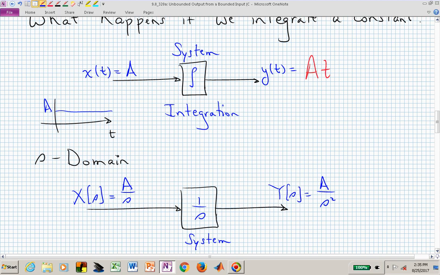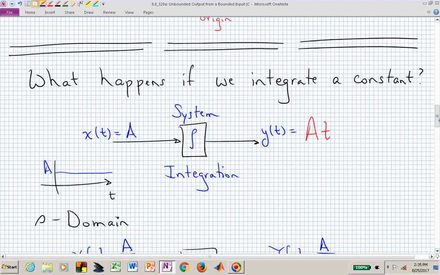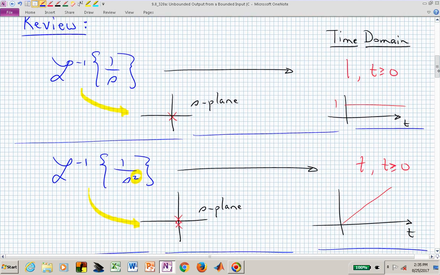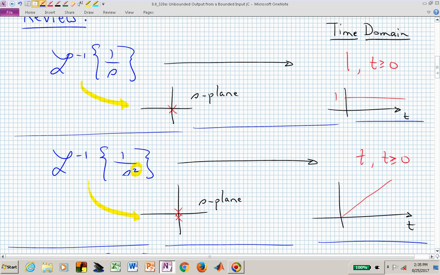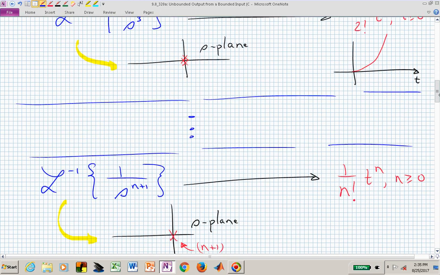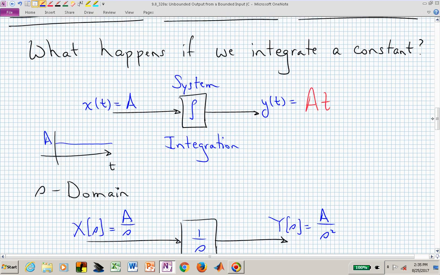But remember our review. What was happening when we had a 1 over s squared? Now we actually put a t in front of it, or we now actually go from this to At, and this is now going back into the time domain, where we are inverse Laplace transforming A over s squared. Now we have At, so our understanding is consistent.